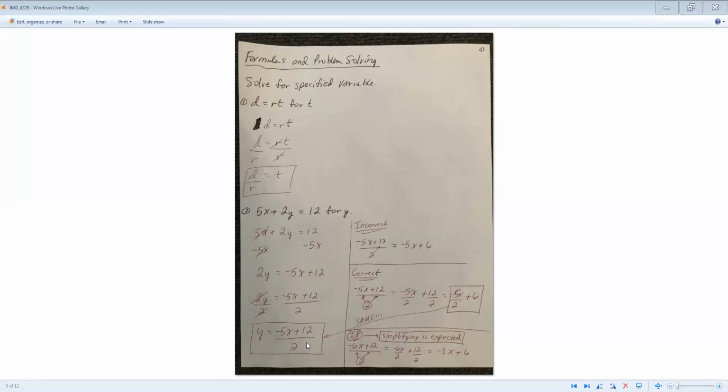So if the 2 or the term in the denominator cannot divide into each term evenly in the numerator, you don't have to go any further. But if they can, they are expecting you to do so.